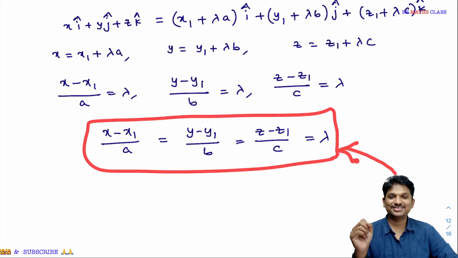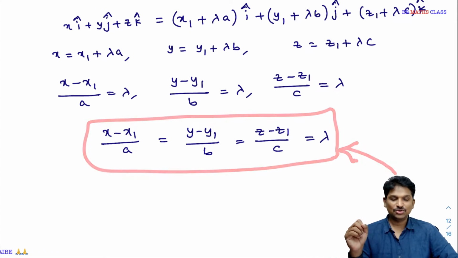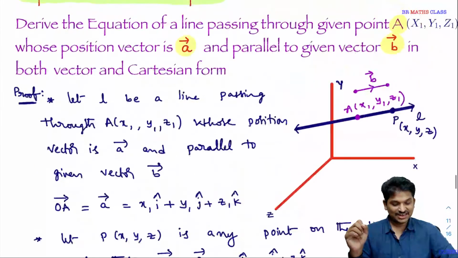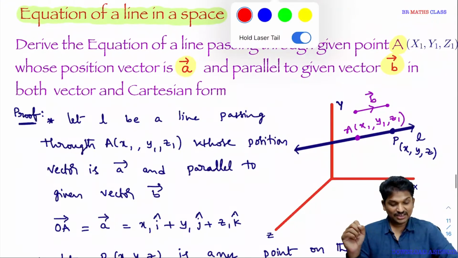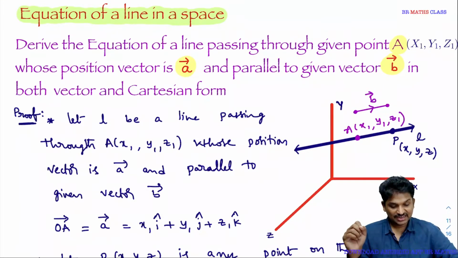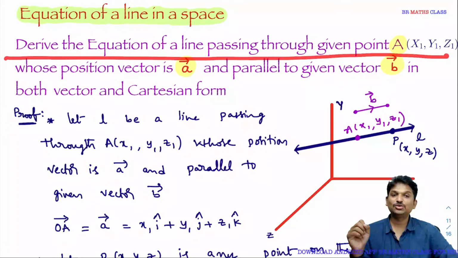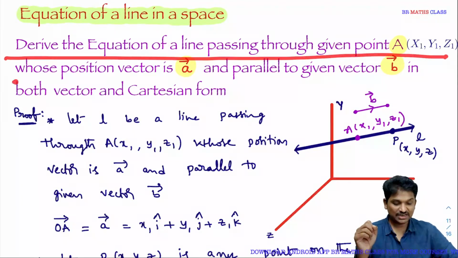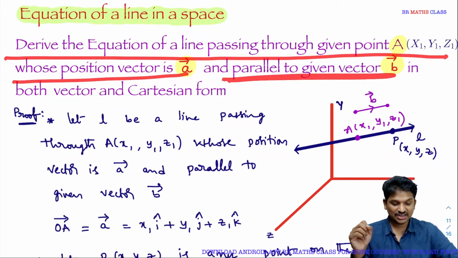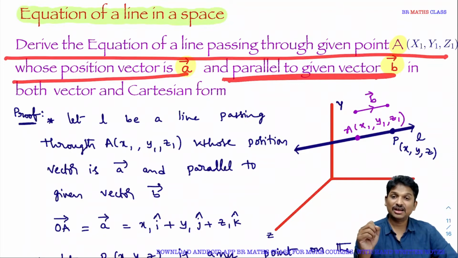I hope you are understanding, right? So, what are they asking in the question? They are asking: derive the equation of a line passing through point A whose position vector is a bar and parallel to vector b bar, in Cartesian form and vector form.